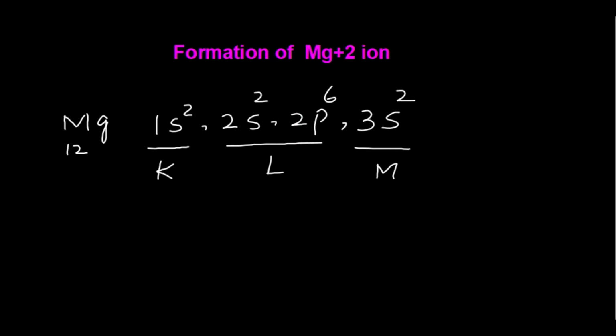M is the valence shell. There are 2 electrons in the valence shell. We know if an element has less than 3 electrons in the valence shell, then usually it loses electrons in a chemical reaction. So we will see how a magnesium atom changes to the di-positive ion of magnesium. So magnesium will lose 2 electrons in a chemical reaction.